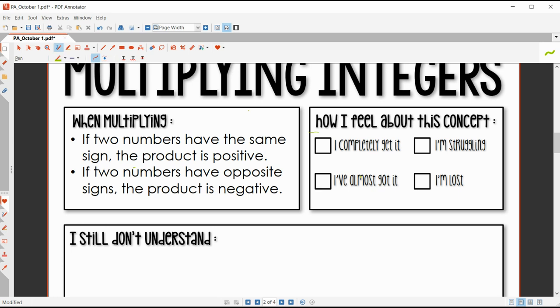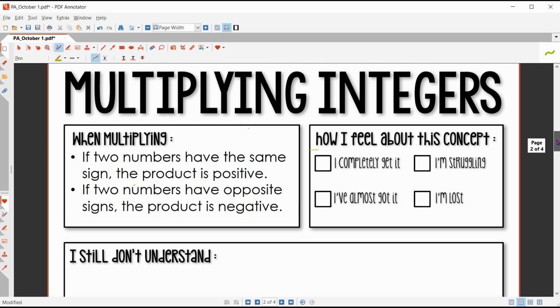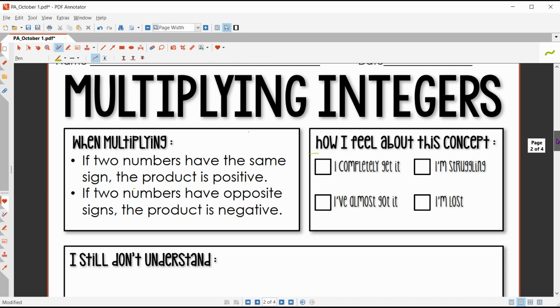Hi students, today's lesson is on multiplying integers, and I hope you've already completed your thoughtful do now already.